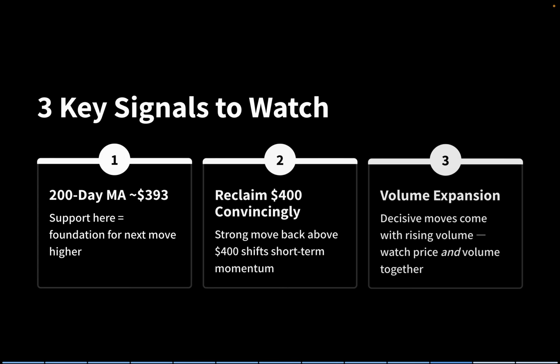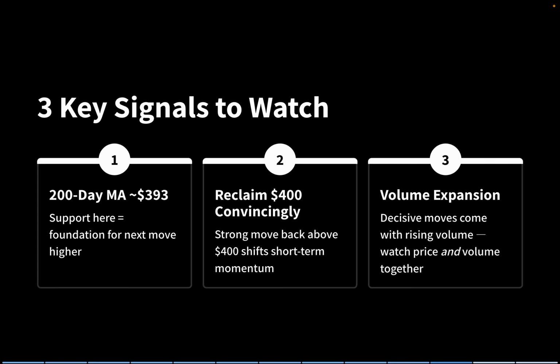So, what should we watch next? There are 3 key signals I'm focusing on. The first is the 200-day moving average around $393. If Tesla finds support here, it could provide a foundation for the next move higher. The second signal is whether Tesla can reclaim the $400 level convincingly. If the price moves back above $400 with strength, the short-term momentum could shift.